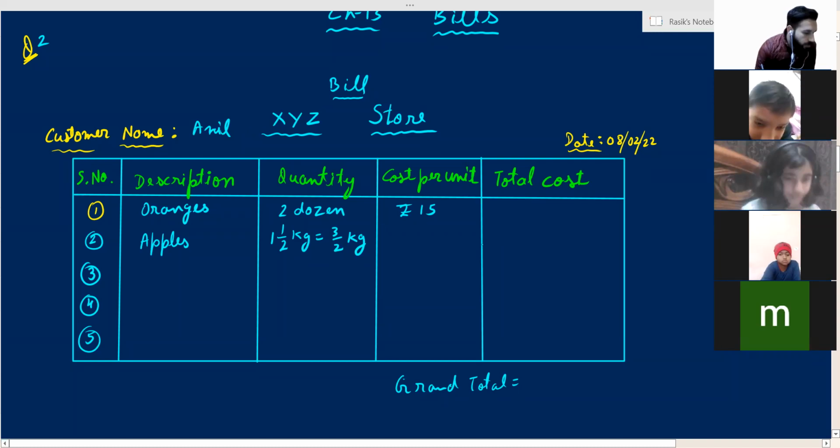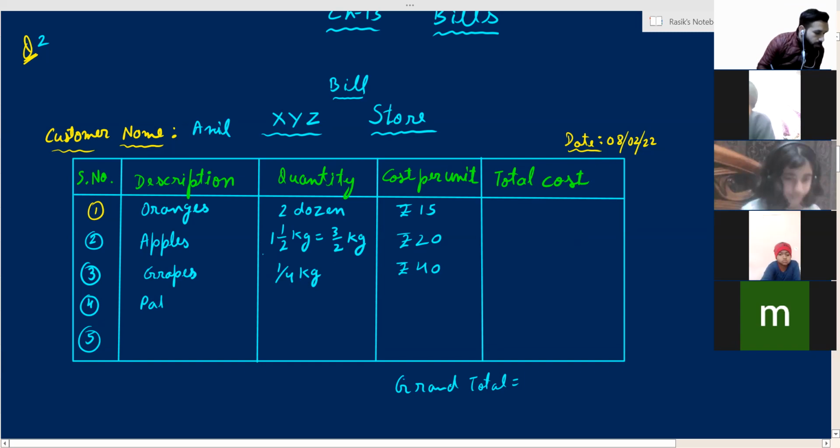And what is the price of apples? Rupees 20 per kg. Okay. Third is grapes. How much grapes did he bring? He bought 1/4 kg of grapes. What is the price? Rupees 40 per kg. Next item, 5 kg of potatoes. Potatoes, yes, sir, 5 kg.